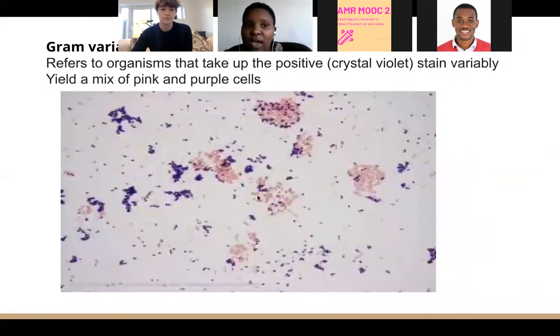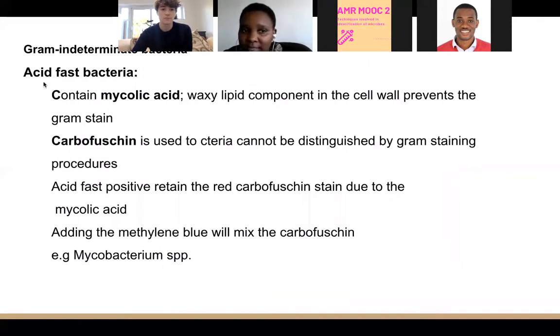Now, there are cases that we have gram indeterminate bacteria. These are bacteria which cannot be differentiated by the gram staining. This is due to the different composition of the cell wall. For example, we have acid-fast bacteria. These bacteria have another thing which is known as mycolic acid in their cell wall, which makes them not very good in responding to the two stains which are used in gram staining. For example, we have Mycobacterium species. They are stained by using carbol fuchsin, which is used to differentiate between the acid-fast positive and acid-fast negative bacteria. So this is for the case of those who contain mycolic acid.